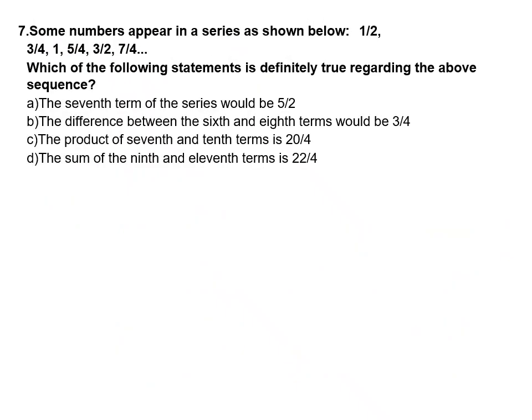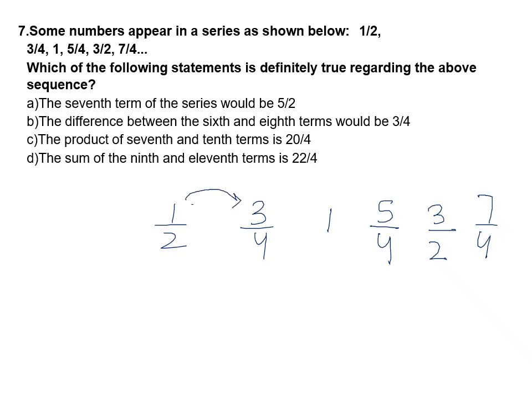Let's start with the ninth question. Some number appears in the series as shown below: 1/2, 3/4, 1, 5/4, 3/2, 7/4. Which of the following statements is definitely true regarding the above sequence? Firstly, let us see how the sequence is moving. The sequence is moving plus 1/4. Then again plus 1/4. The pattern goes plus 1/4 everywhere from each place to the next.